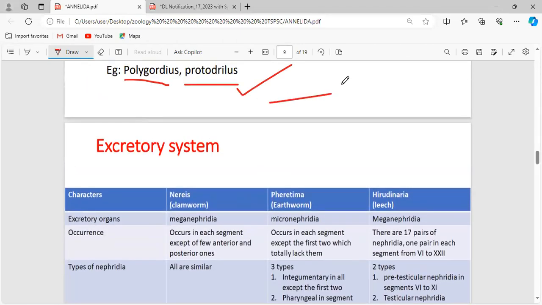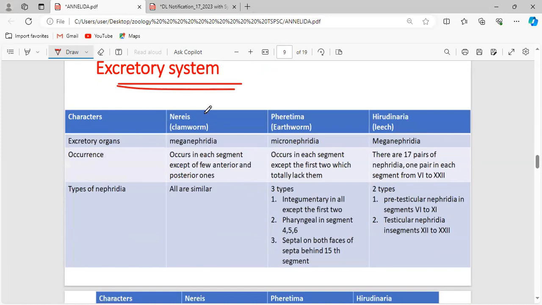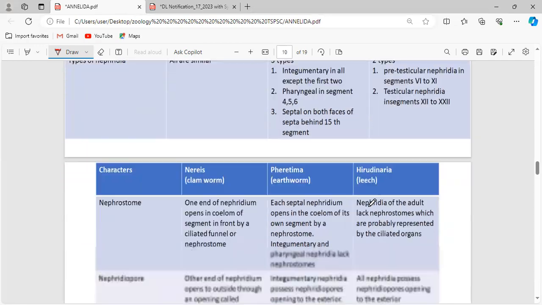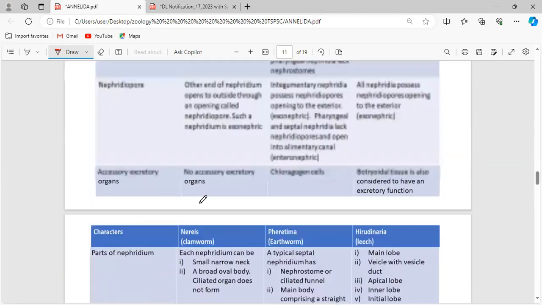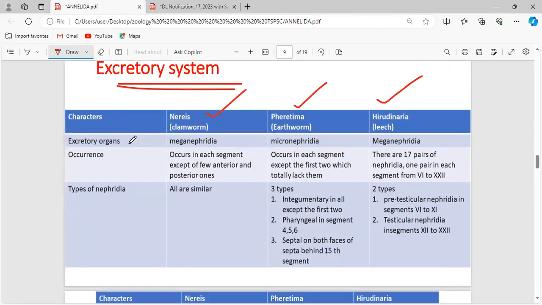Now, that's all about the general characteristics. Now we are going to see the excretory system of the phylum Annelida. We are going to discuss three different species under the phylum Annelida and compare what the excretory organs are. These three slides deal with the excretory system. So the first thing, excretory organs. What is the name? See, Nereis is a clamworm. Pheretima is nothing but an earthworm. Hirudinaria is nothing but a leech. So the question comes directly from these three points. Okay.